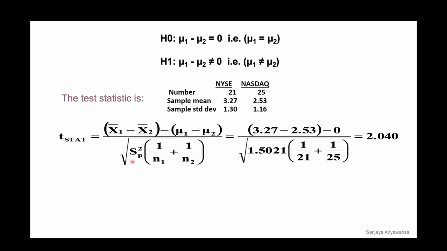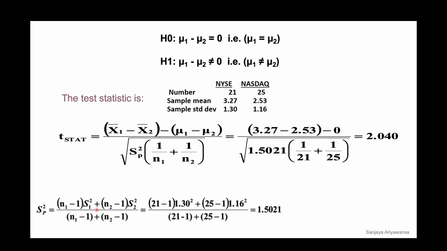Now, what is Sp squared? Again, you have to find out from the equations that are given. Sp squared is this particular equation, a long equation here. N1 is the sample size of your first sample, which is 21. S1 squared is your sample variance. It's squared, so it's variance, sample variance, which is 1.3 squared because you're given the standard deviation. Similarly, you have your second sample size and sample variance, divided by N1 minus 1 plus N2 minus 1.